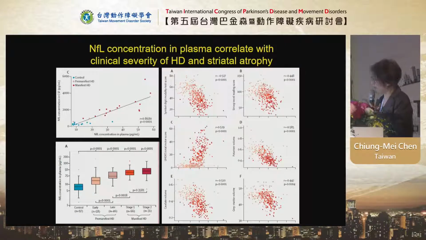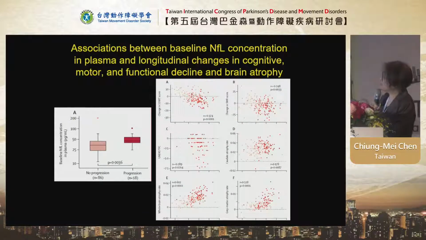Plasma NFL level is increased in pre-manifest HD, also in manifest HD. And the level correlated to the clinical severity of HD, also correlated to the striatal atrophy. And this NFL level in plasma, the basal level can predict progression of pre-HD within 3 years. And this level also correlates to longitudinal change in cognitive, motor, functional decline and also correlates to brain atrophy.